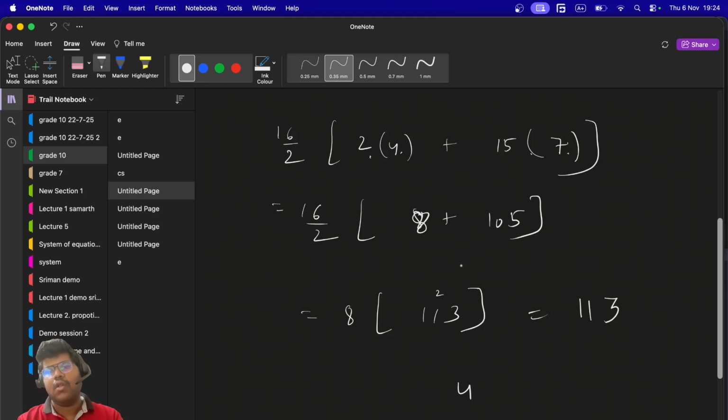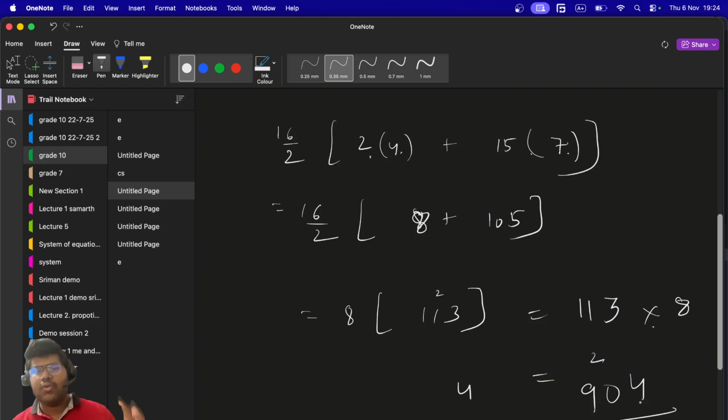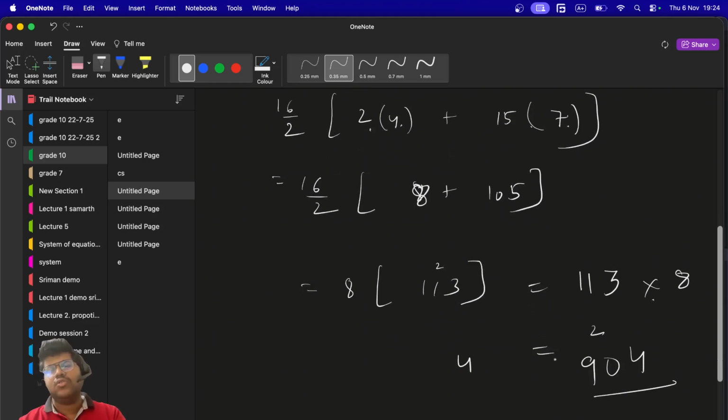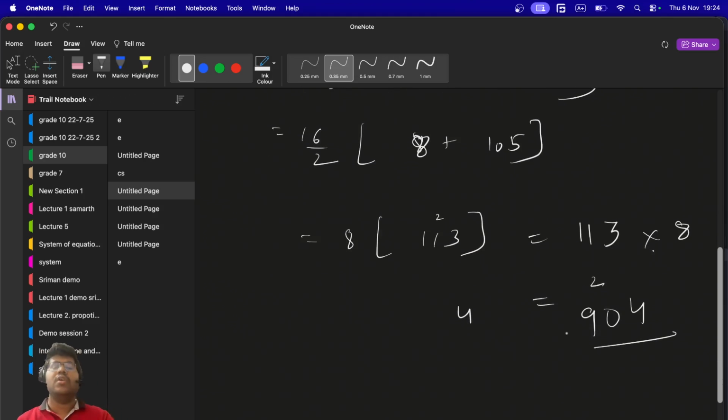113 times 8, correct? So 113 times 8, which is nothing but how much? 8 threes are 24, 8 ones are 8 and 2 is 10, 1 to the carry, 8 ones are 8 and 1 is 9. Oh, so perfectly, we haven't done anything wrong. Probably we are just making some mistakes in calculating the final answer. So we have the correct final answer as 904.